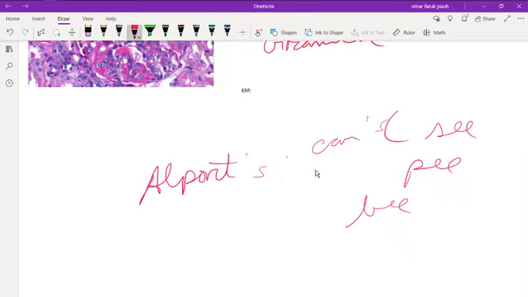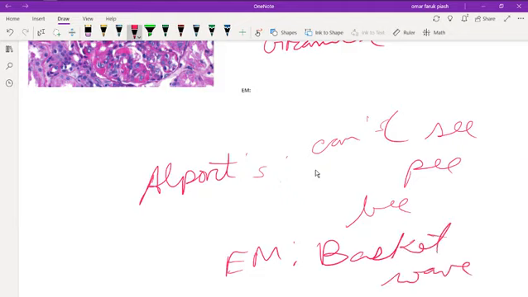And on electron microscopy there is a basket-weave appearance, and this is all about nephrotic syndrome and nephritic syndrome. Inshallah you will be benefited.